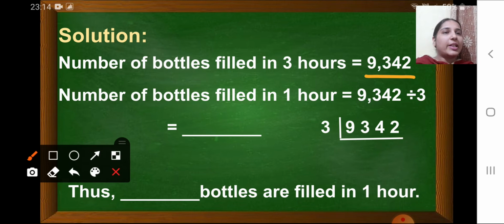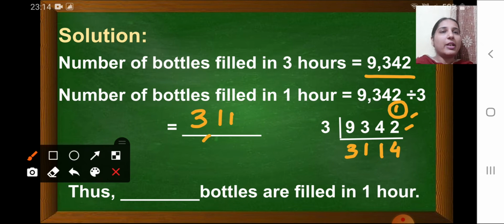So 3 3s are 9, that you can see here. Then 3 1s are 3. Again we will go for 3 ones are 3. So 1 will be remainder, that we will write just above the next digit of the dividend. So now we have 12. So 3 fours are 12. So what did we get here, children? 3114. So now we have to write the final answer in the form of a statement.